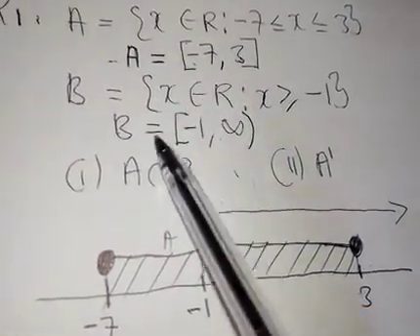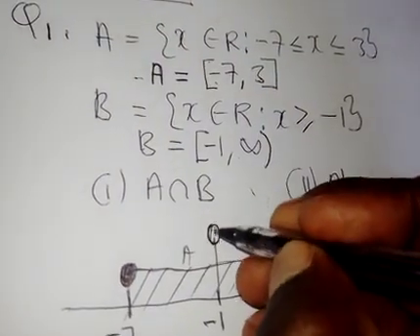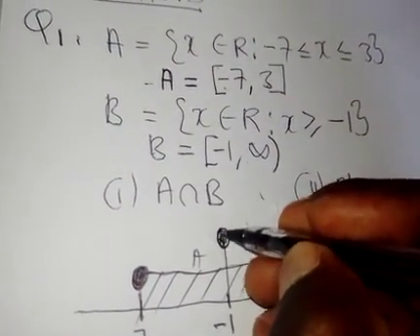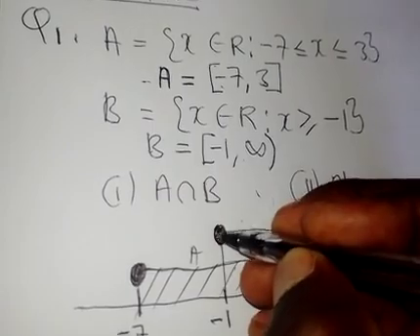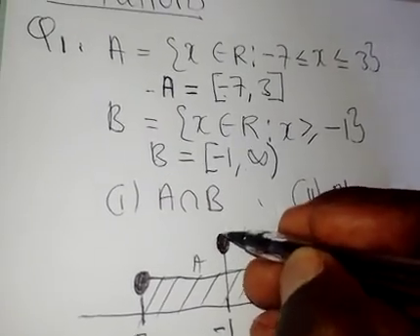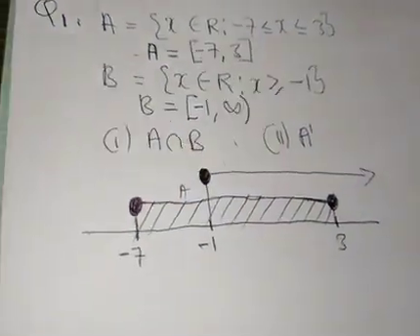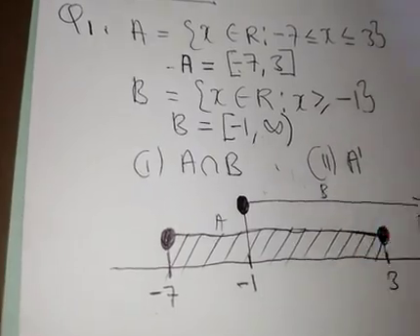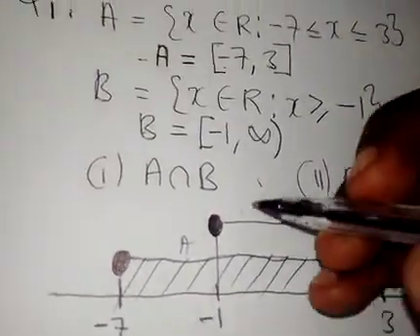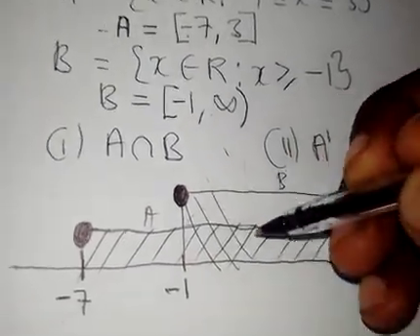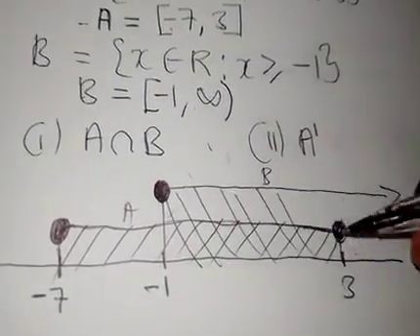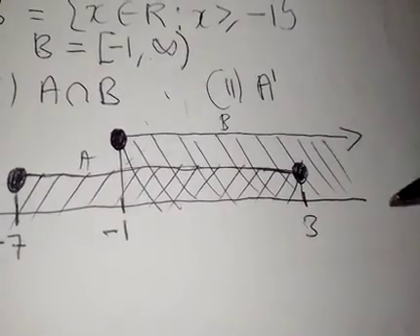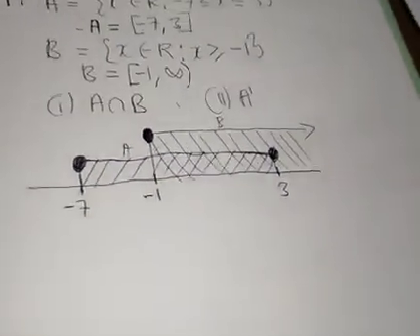Then, due to this square bracket, you shade that one. Make sure it's shaded. After that, also shade set B. So this is set B. Shade it in the opposite direction to A, like that. Our aim is to find A intersect B.